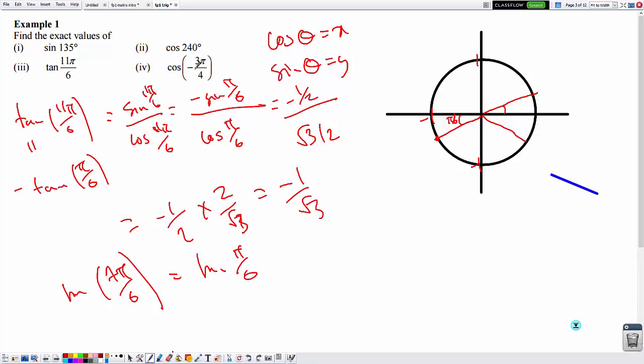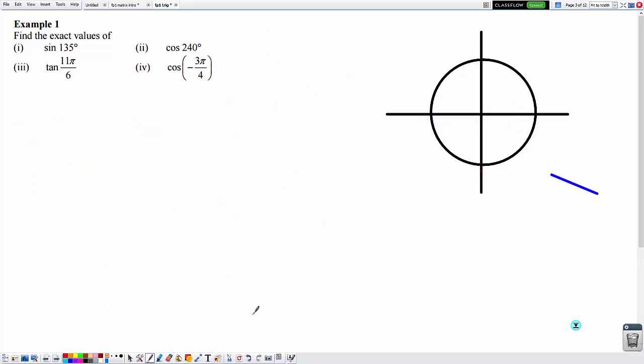Example 1, part 4. We want to find cos of minus 3 pi over 4. Okay, so let's draw minus 3 pi over 4 on my diagram. Minus 3 pi over 4 means I'm going to go clockwise. Normally if it's a positive angle, we go this way around. For a negative angle, we go this way around.